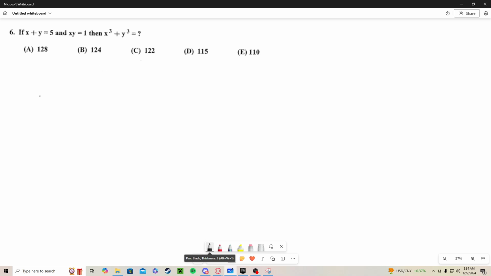So let's say xy equals 1. We can convert this into just x is equal to 1 over y, dividing by y on both sides. And now if we go to the original addition equation, we can replace the x with 1 over y, since they're both equal to the same thing. So it'd be 1 over y plus y equal to 5.